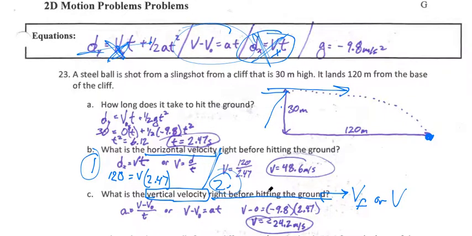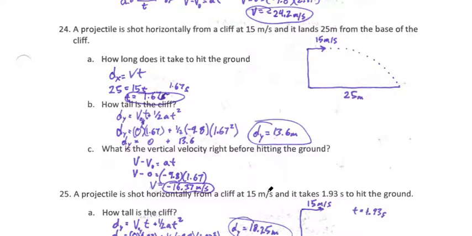Alright, moving on to number 24. A projectile is shot horizontally from a cliff at 15 meters per second. It lands 25 meters from the base of the cliff. How long does it take to hit the ground? A little bit of a different story here because I don't know my distance in the y direction to begin with. If I did, I could just plug it into my distance formula and get the time.